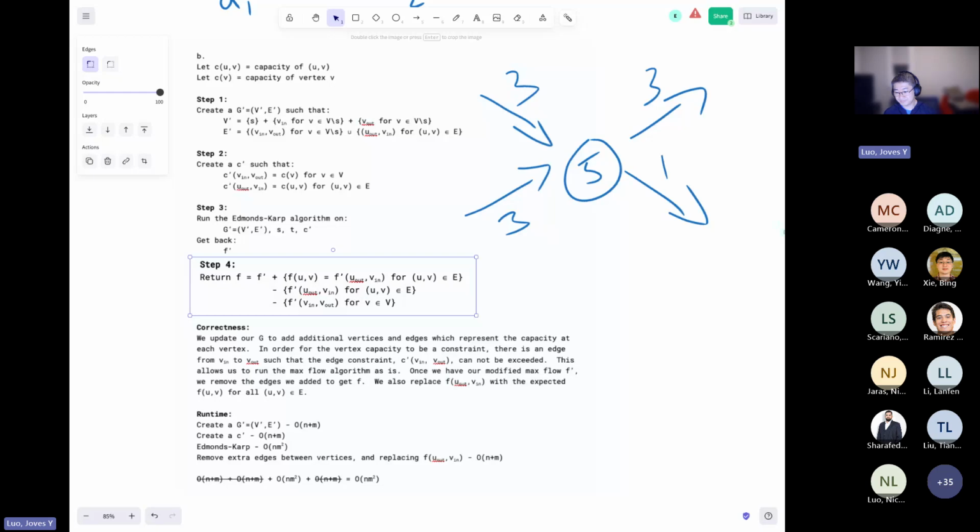Mahmoud? Yeah, sorry, I got disconnected mid your explanation, but I think I gathered it, so I just want to confirm my understanding. We convert each of the vertices into two vertices, V in and V out, and then have the edge between them be the capacity of that vertex, and then run Edmonds-Karp, and that should give us the answer to our flow problem. Yep, correct. Okay, thank you. No problem. All right, so the next problem is 7.19.